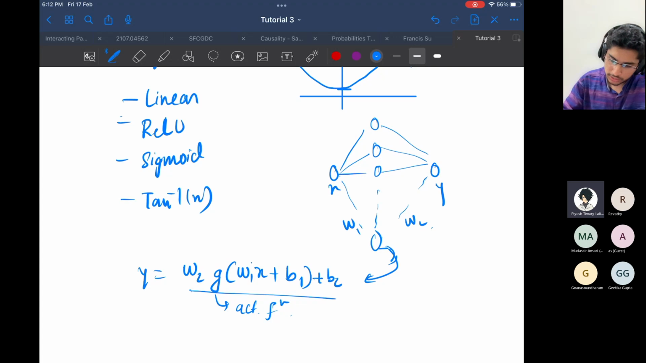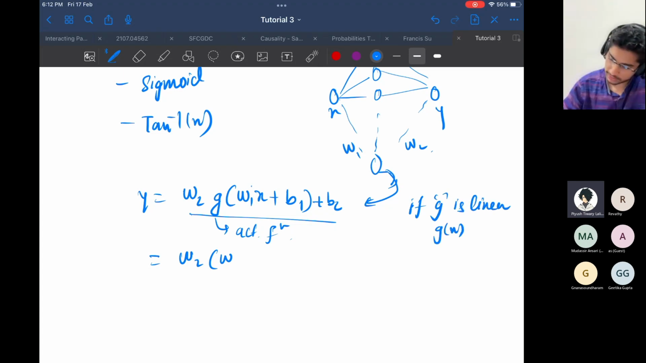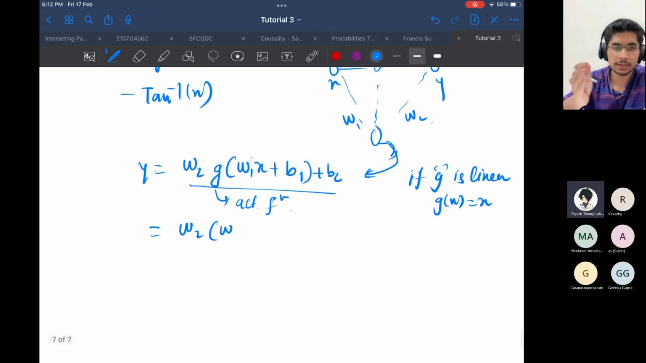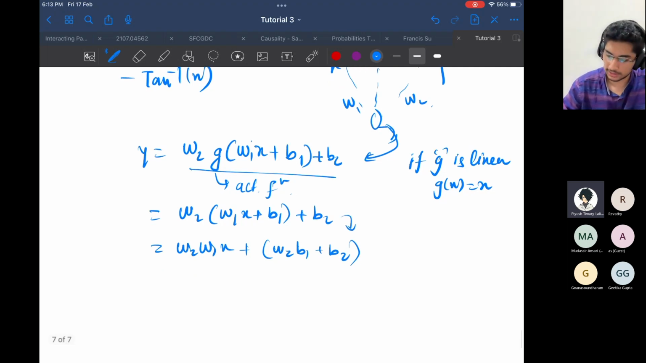So if I use a linear activation function, what will it become? If G is linear, then G of x is nothing but x. Whatever comes as input, it gives that as output. So if W1x plus B1 is the input, it gives that as output, plus B2. This becomes W2 W1x plus W2 B1 plus B2. I am just simplifying this. I hope that is clear.